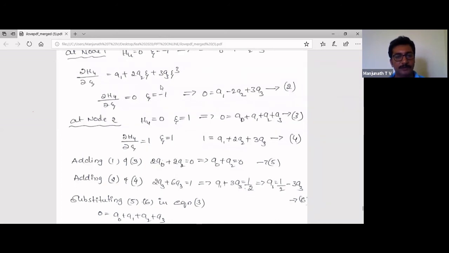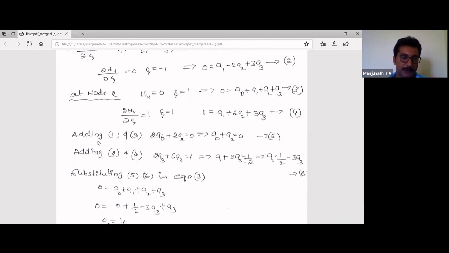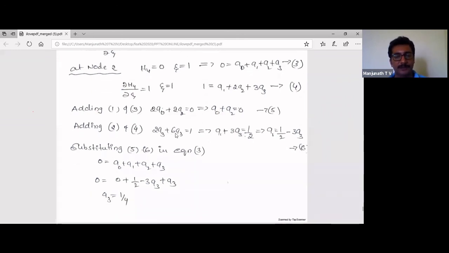If you substitute these values in the differentiated h4 equation, you get the equation like this: 1 is equal to a1 plus 2a2 plus 3a3, which gives equation number 4. Then adding equation number 1 and 3, it is a similar procedure. So 2a0 plus 2a2 is equal to 0, as we simplify. Taking 2 as a common factor and sending it to the right side, a0 plus a2 is equal to 0. Similarly, adding equation number 2 and 4, you get 2a1 plus 6a3 equal to 1.